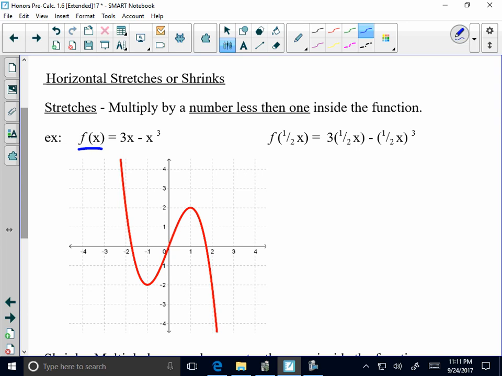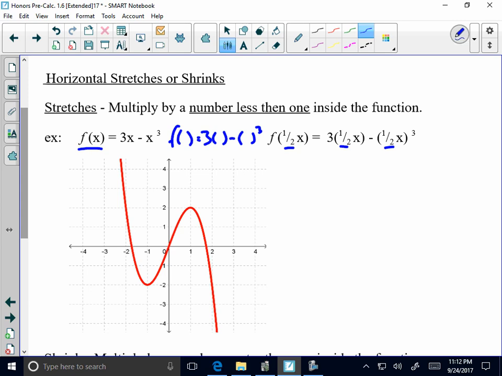And we'll say that a horizontal stretch occurs when we multiply by a number less than 1 inside the function. So if our function right here is 3x minus x cubed, where the function itself is just basically the multiplication of 3 times an input and then the subtraction of that input cubed, we would say that when we multiply our input x by 1/2, this would be a horizontal stretch, where we would see function values stretched out horizontally on the x-axis.